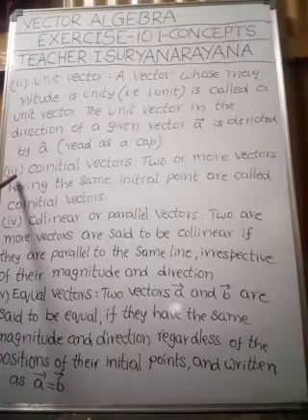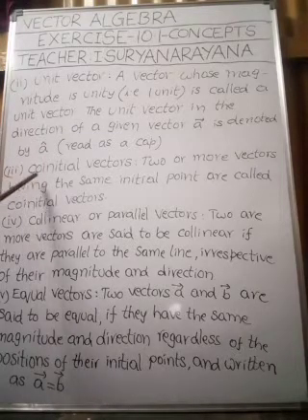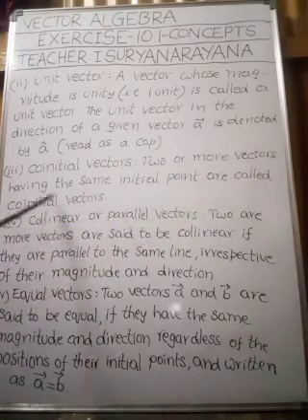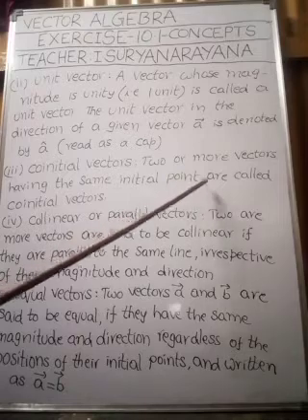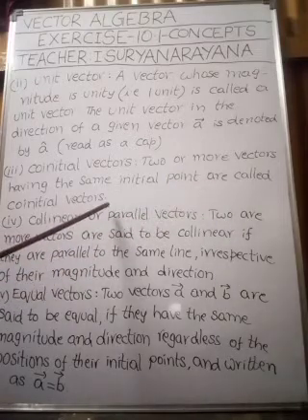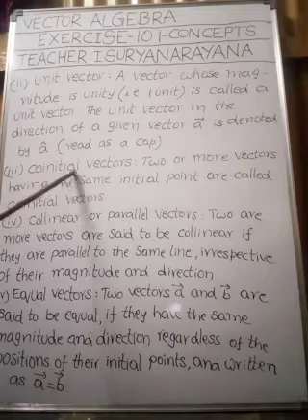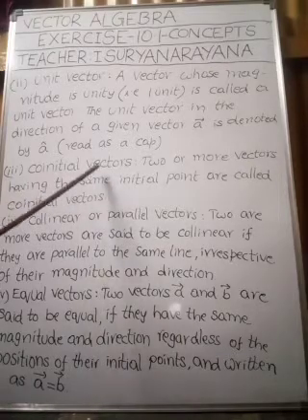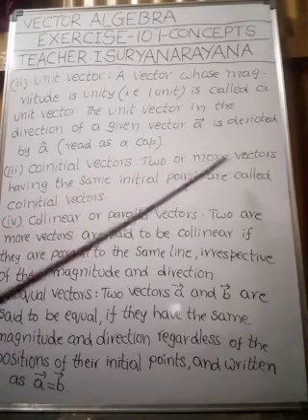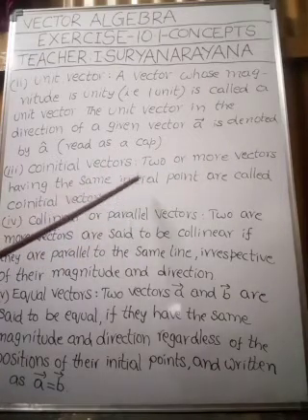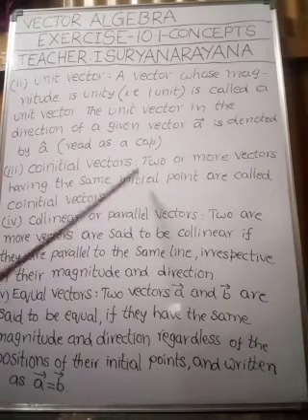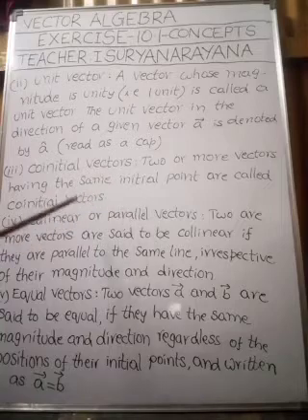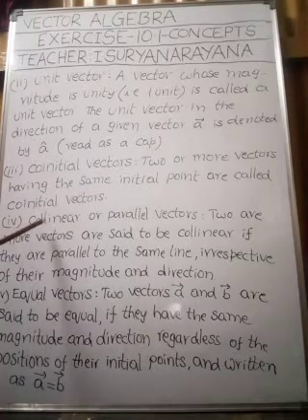Right. Now come to the next type of vectors. Co-initial vectors. Two or more vectors having the same initial point are called co-initial vectors. In the name itself, it is given clearly. Co-initial vectors means two or more vectors are having the same initial point. Then the vectors are said to be co-initial vectors. Okay, my children, understood this point?